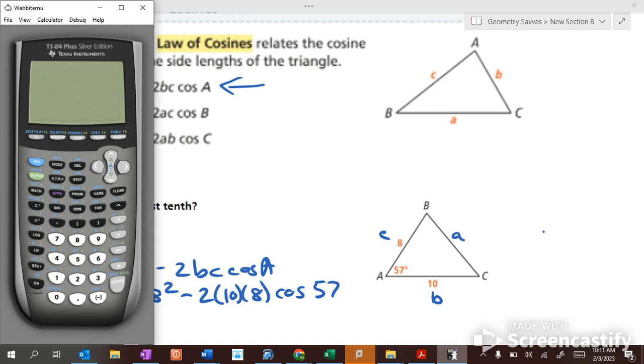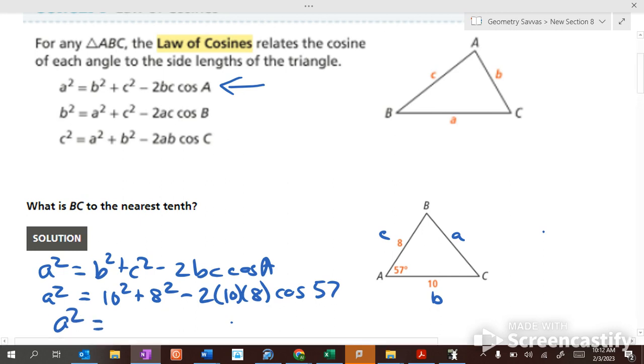Now, the great thing about law of cosines is you can type it straight into your calculator. So I can go the same way as it's written down here. 10 squared plus 8 squared minus 2, and then I can use my parentheses, times 10 times 8, and you guys have parentheses on your calculators too, cosine of 57. So if we do it that way and press enter, I get 76.8577. A squared equals 76.8577.